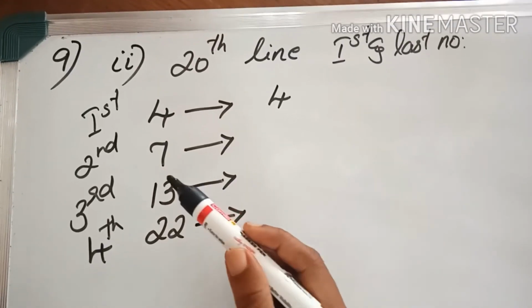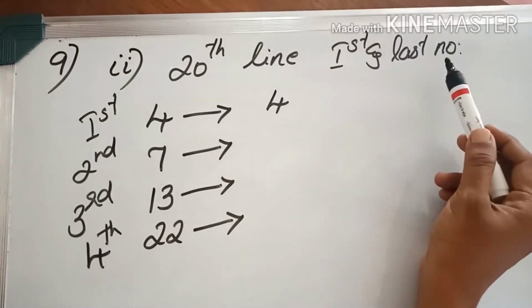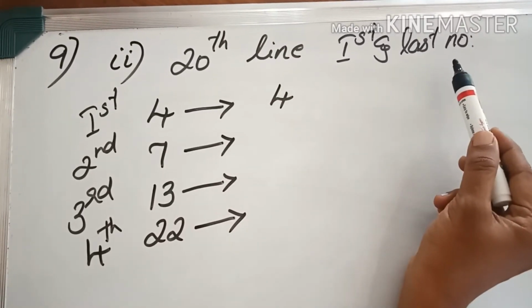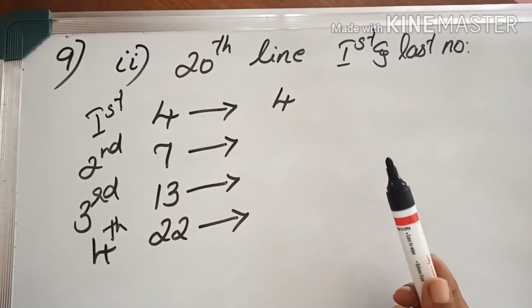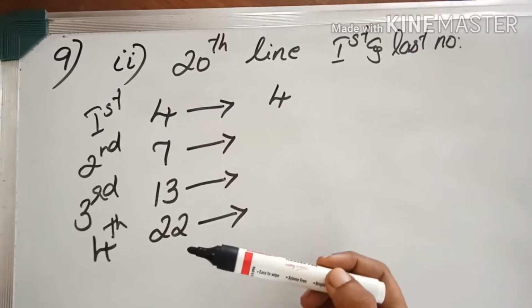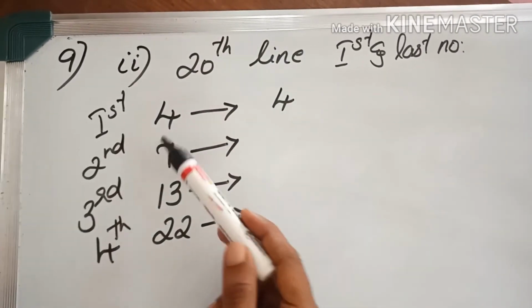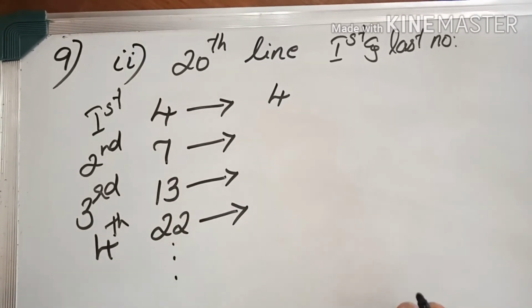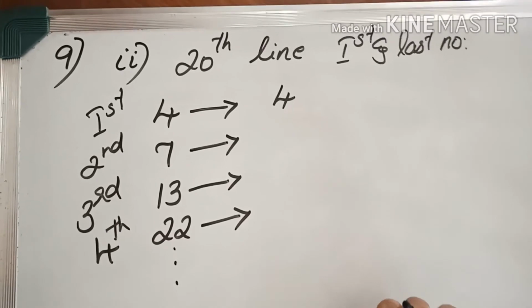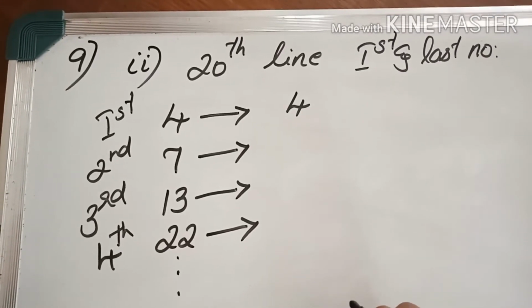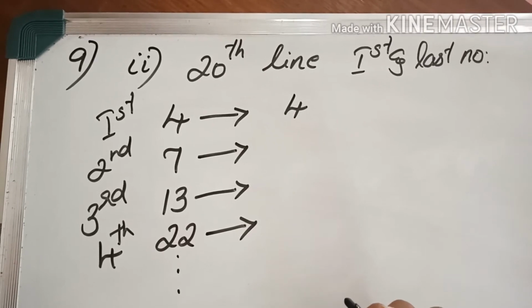Next, the second sub-question is to find the first and last number of the 20th line. The 20th line's first number and last number we have to find. So for that, let's consider the first number of each row: 4, 7, 13, 22, etc. Continue like this. Now when we check the number pattern, we can see that 3 is the common difference here.